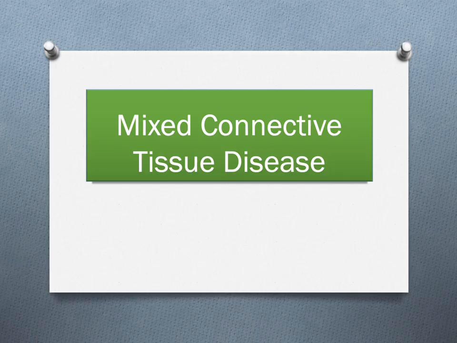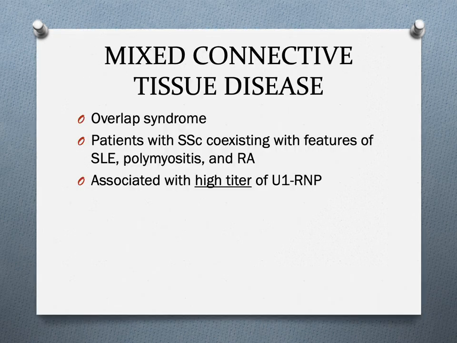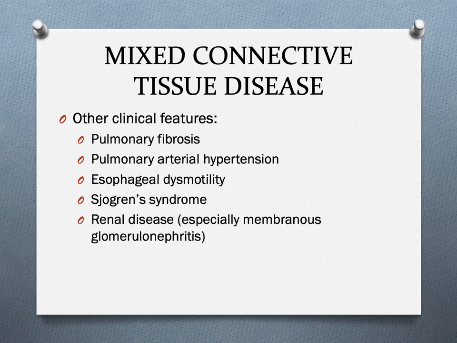So for our last topic, we now discuss mixed connective tissue disease. Mixed connective tissue disease is an overlap syndrome of patients with scleroderma coexisting with features of SLE, polymyositis, and rheumatoid arthritis. This is also associated with high titers of U1RNP. For the other clinical features, patients may present with pulmonary fibrosis, pulmonary arterial hypertension, esophageal dysmotility, Sjogren's syndrome, and presence of renal disease, particularly membranous glomerulonephritis.